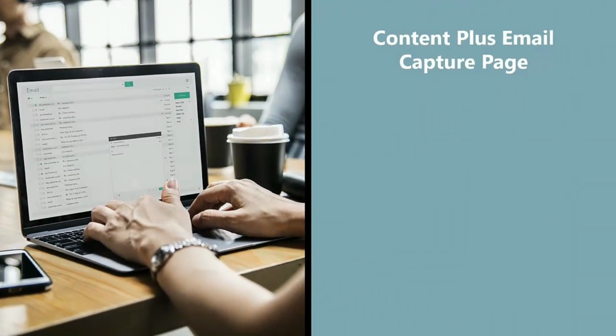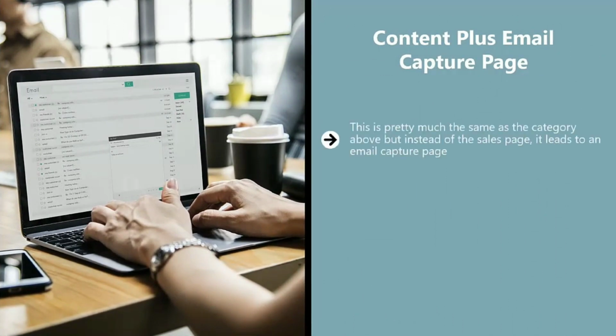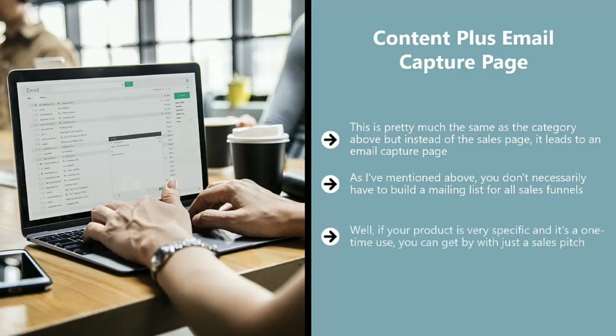Content plus email capture page. This is pretty much the same as the category above, but instead of the sales page, it leads to an email capture page. Your product or service offering also determines your mailing list incentives. As I've mentioned above, you don't necessarily have to build a mailing list for all sales funnels. Forget what other self-proclaimed marketing gurus tell you. Some people would always tell you that you need to build a mailing list. Well, if your product is very specific and it's a one-time use, you can get by with just a sales pitch. You don't necessarily have to get a sales page that's plugged into by a network of content pages. It all depends on both your audience and product or service you are promoting.